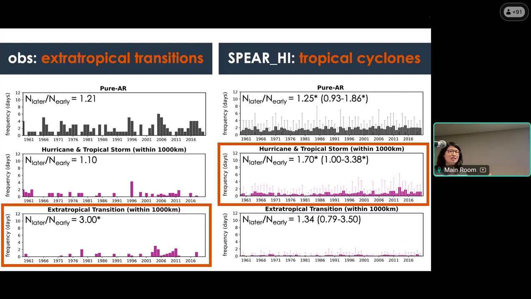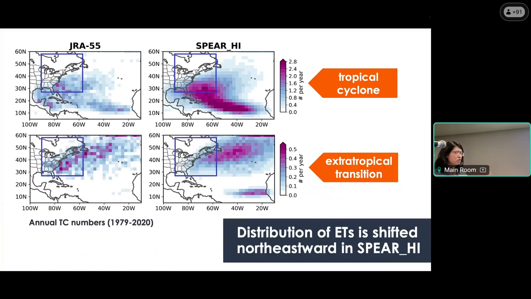So to address that, we look into the track densities of tropical cyclones in SPEAR versus in observations. The top row is for tropical cyclones alone, so excluding extratropical transitions. And the bottom row is for extratropical transitions only. So for tropical cyclones, compared between observations and SPEAR, there are some discrepancies, but in general, the distributions are more or less similar.